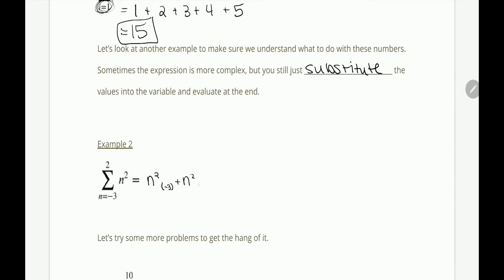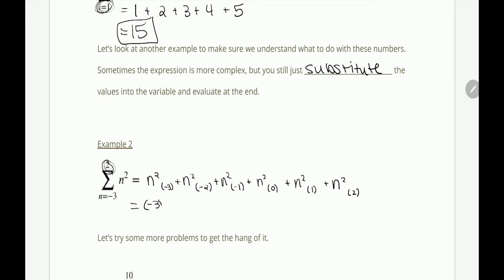Okay, we have n squared for -2. Again, we add 1. We have n squared for -1. We have n squared for 0. n squared for 1, and again we're going all the way up to number 2 because that's what's on top. Then we have n squared for 2. Okay? And now again, we just replace n with these numbers.